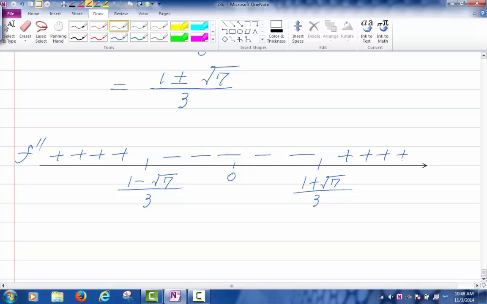So what's going to happen now? Well, we know that the function f would be concave down here, concave up in between. So this would be concave up here, concave down here, and concave up here. Is everybody okay with that?